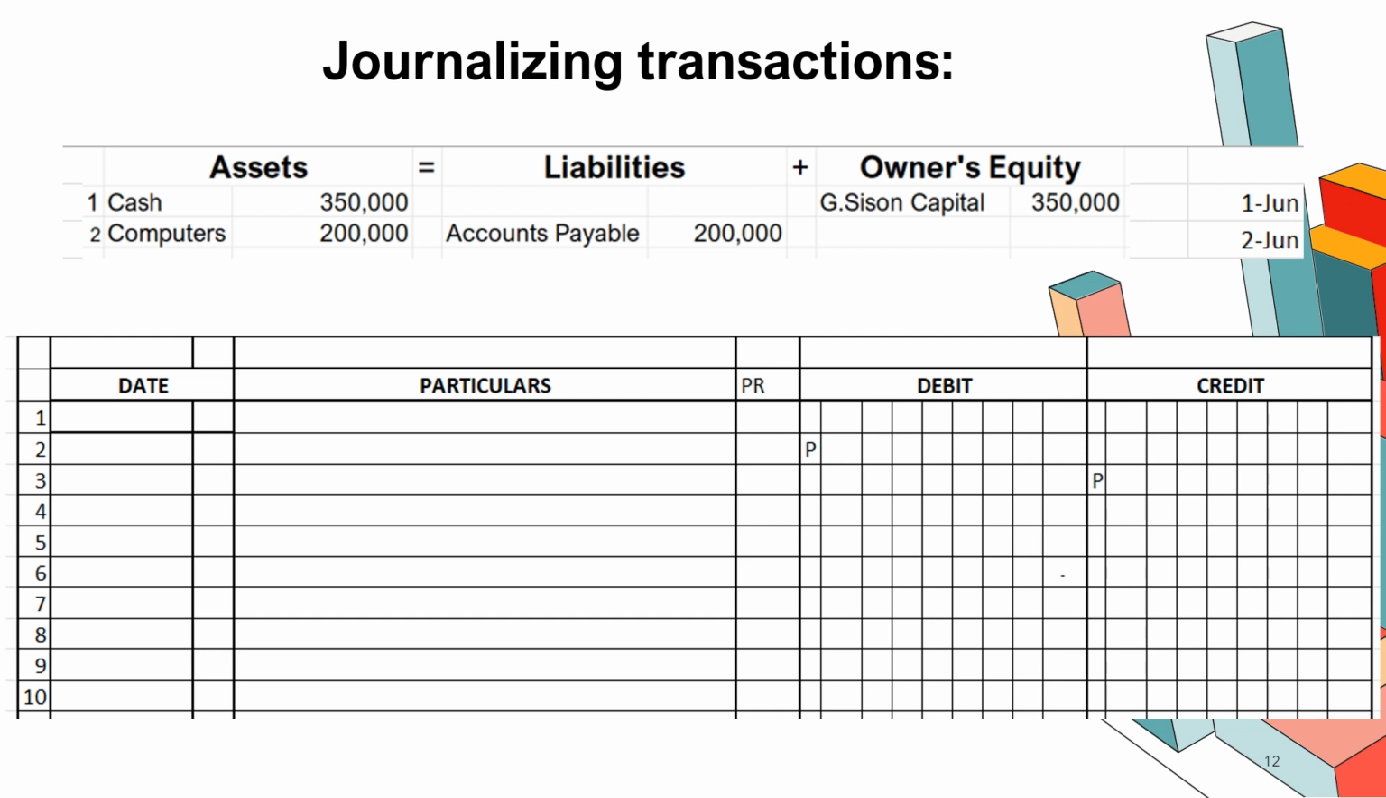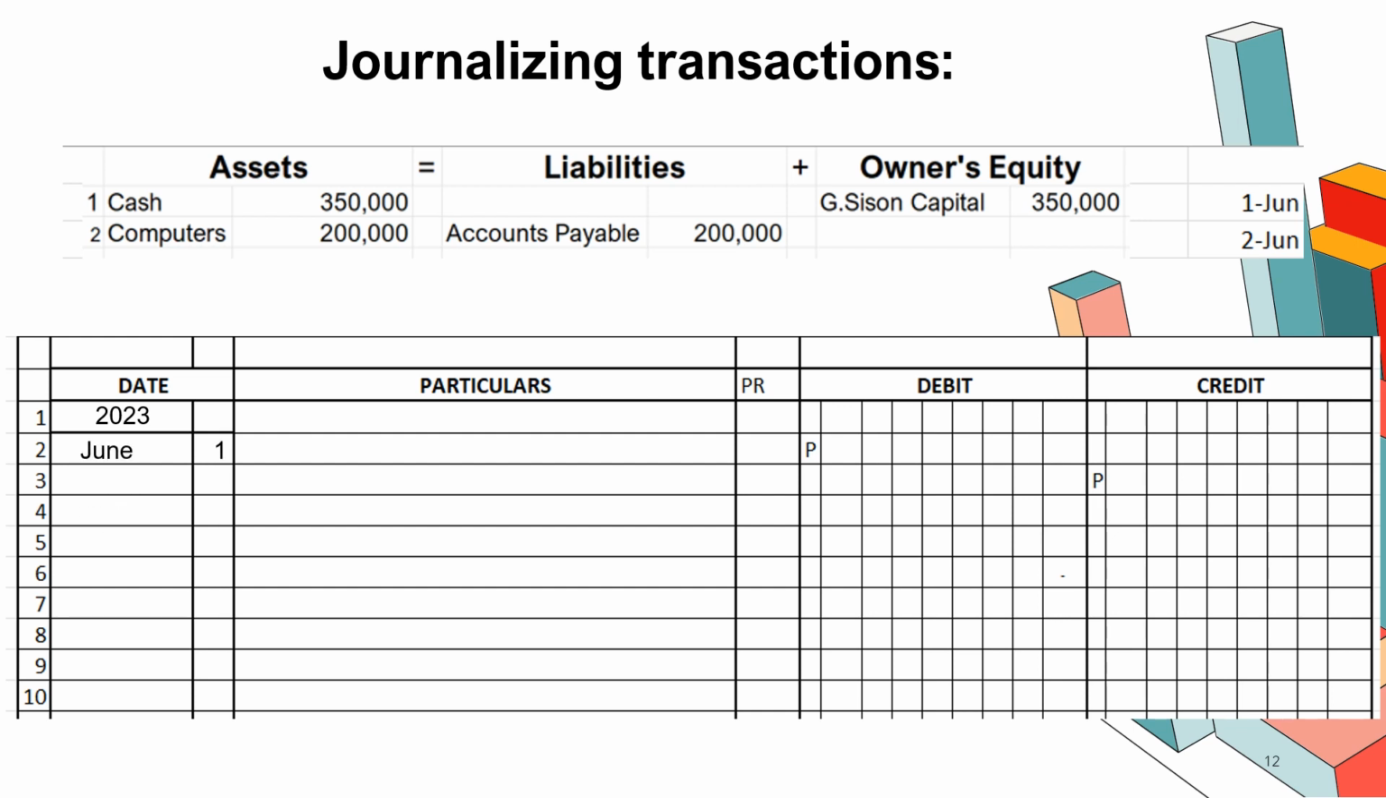Okay, the first thing is the date. You have the date column, the particulars, the posting reference. We will just, for the meantime, leave the PR blank because we will be using it when we post this transaction to the ledger. But for the meantime, we will be focusing on the date column, particulars column, and debit and credit columns. For the date, since the transaction of G is in 2023, you write 2023. And since the first transaction transpired last June 1, you write June 1.